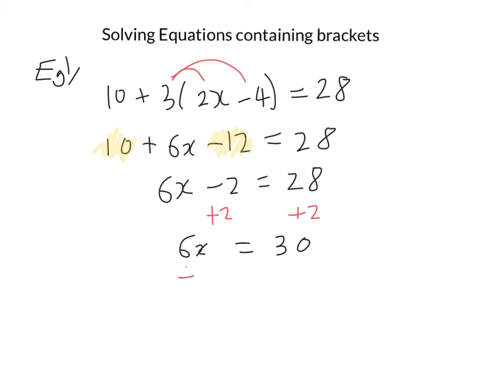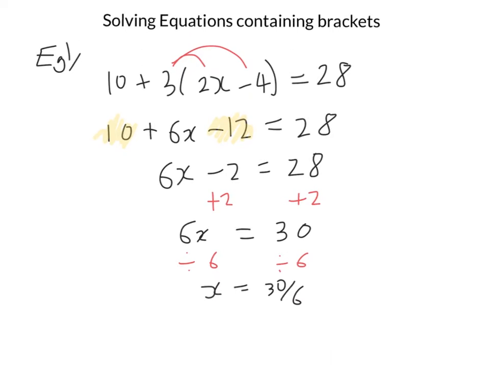And if 6x is 30, if we divide by the number of x's we have, which is 6, we will get what 1x is equal to, which is 30 divided by 6, and that gives that x is equal to 5.